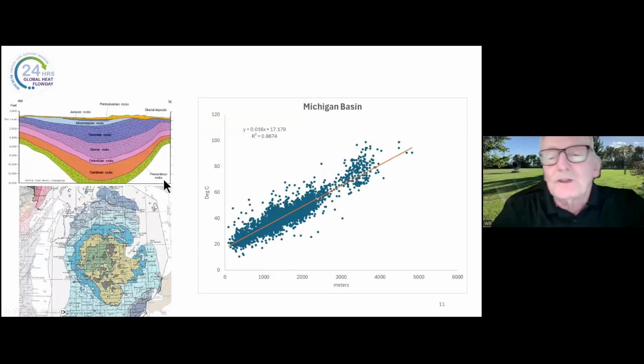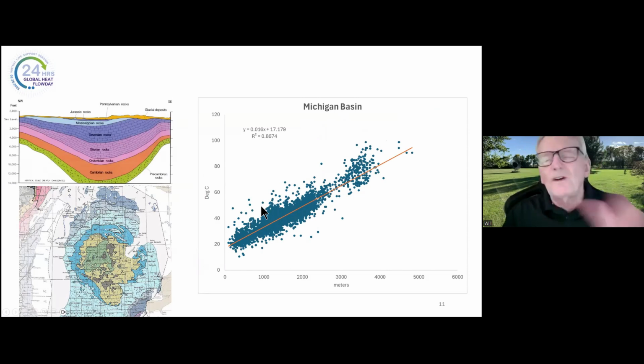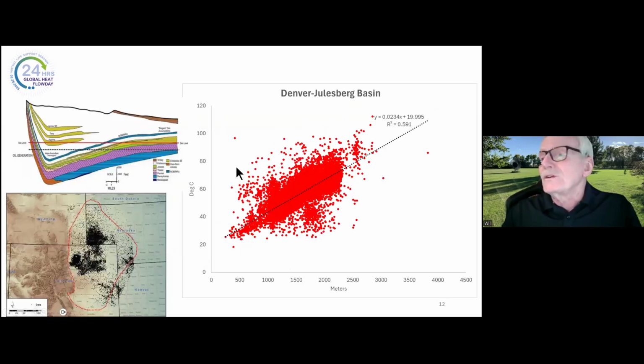This is the Michigan Basin. Again, mostly carbonates, Paleozoic rocks. This is a geologic map of the surface. The plot over here, putting all the data. This is over 10,000 data points for each one of these, by the way. The gradient is about the same as we had in the Illinois Basin, 16 degrees C per kilometer. The intercept value is a bit lower at 17.